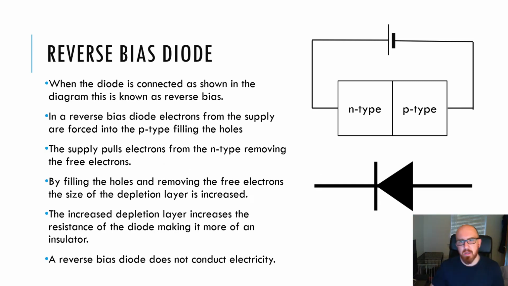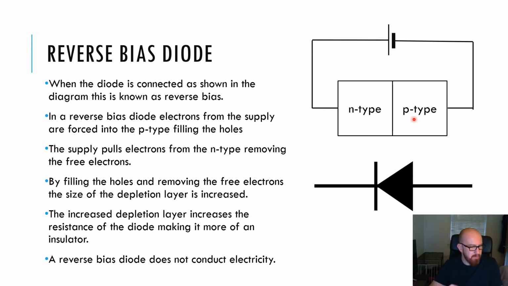So, we then have reverse bias. All we've done here is turn the supply around the other way. Electrons are getting forced out of the supply this way and pulled into the supply this way, but we don't have current flow. This is known as reverse bias. In a reverse bias diode, electrons from the supply are forced into the P-type, filling the holes. So we have electrons coming around here and filling all these holes.